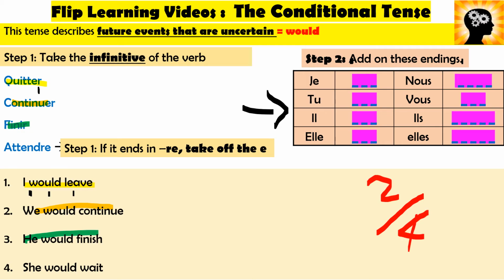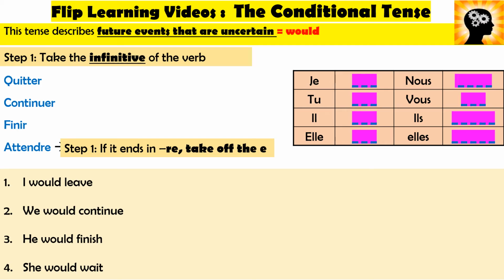Alors mes petits, right guys, let's see how you've got on with our irregular verbs. So I told you, you have to learn these endings. They're absolutely crucial. And let's see if you can put it all together.